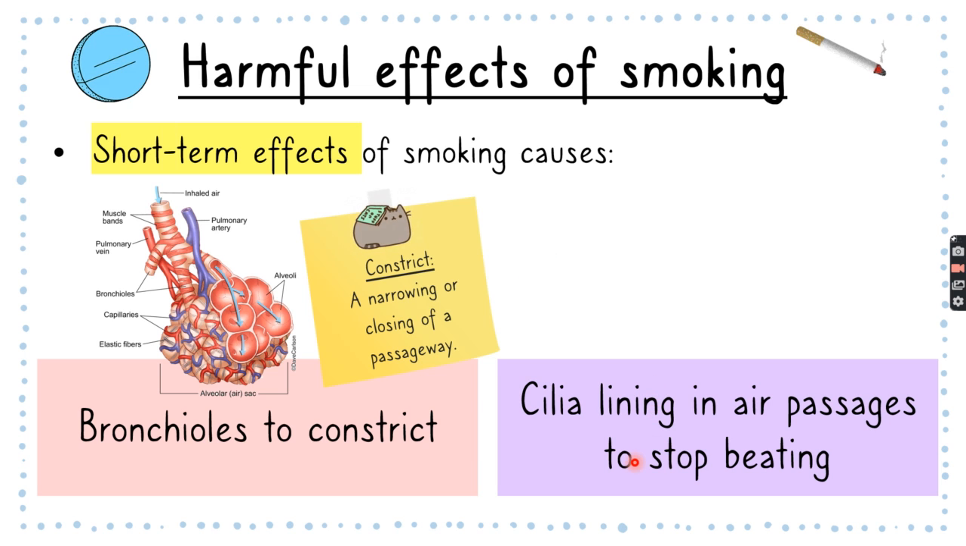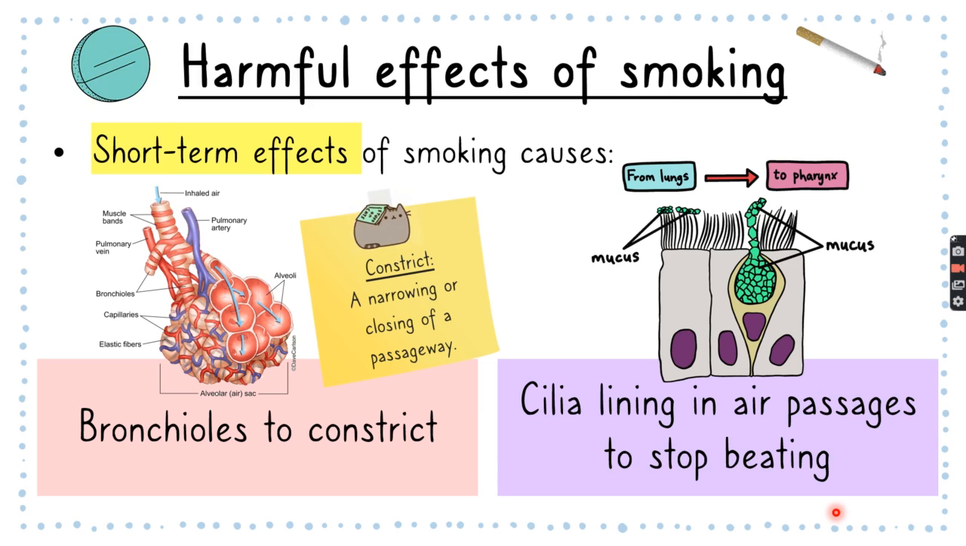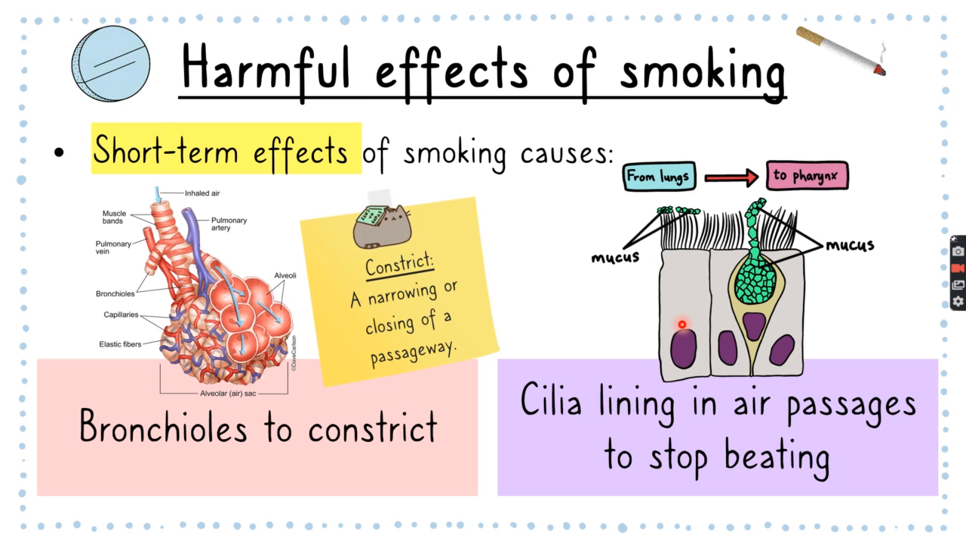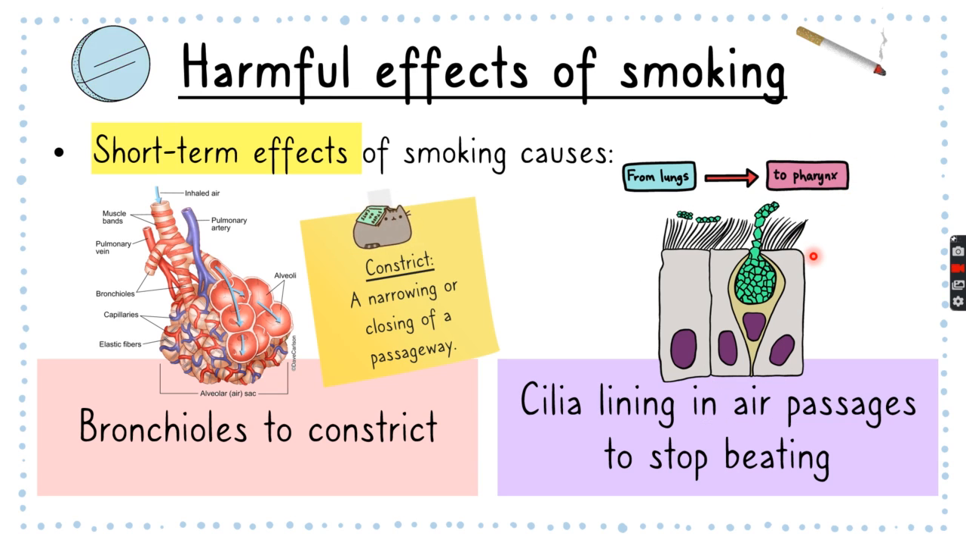The second short-term effect of smoking can cause cilia lining in the air passages to stop beating. If you recall from our topic on gas exchange and respiration, we learned that we have these cells called ciliated cells that are found in the lining of the trachea. And the ciliated cells have cilia, and cilia is in charge of moving mucus from the lungs to the pharynx. And the pharynx is pretty much your throat.